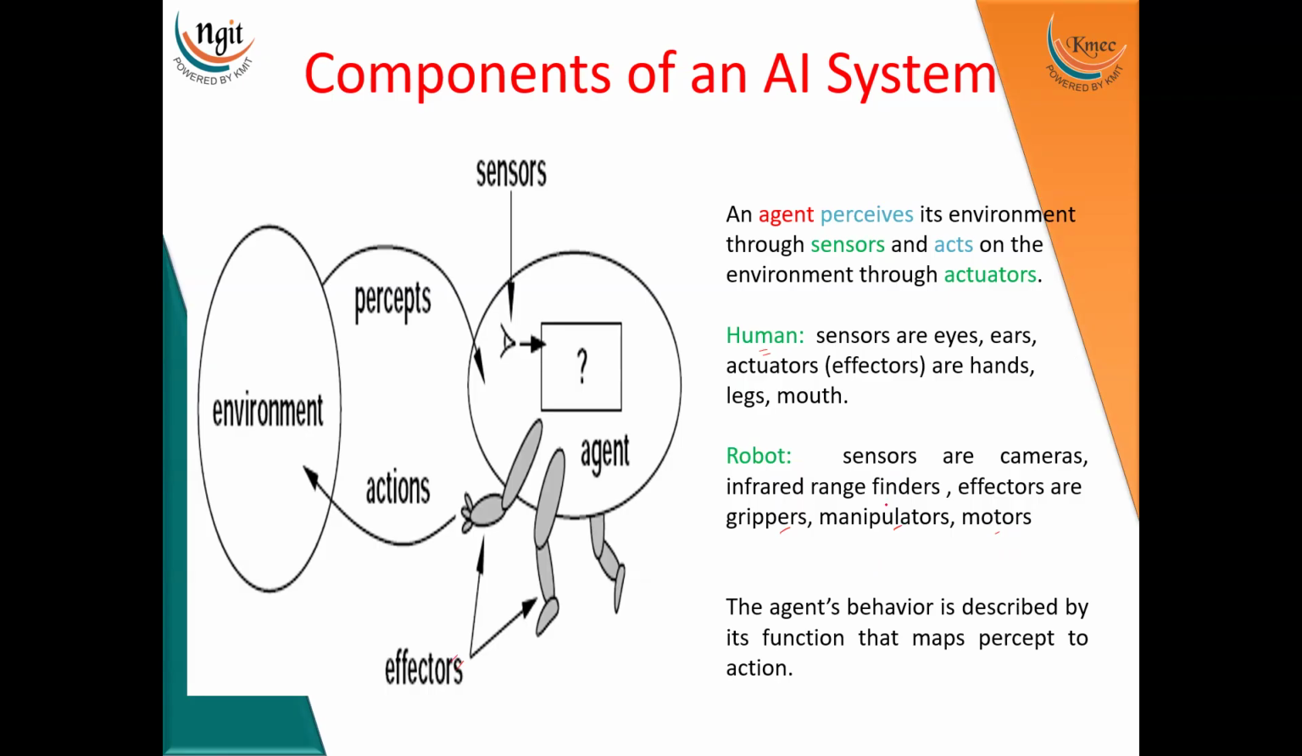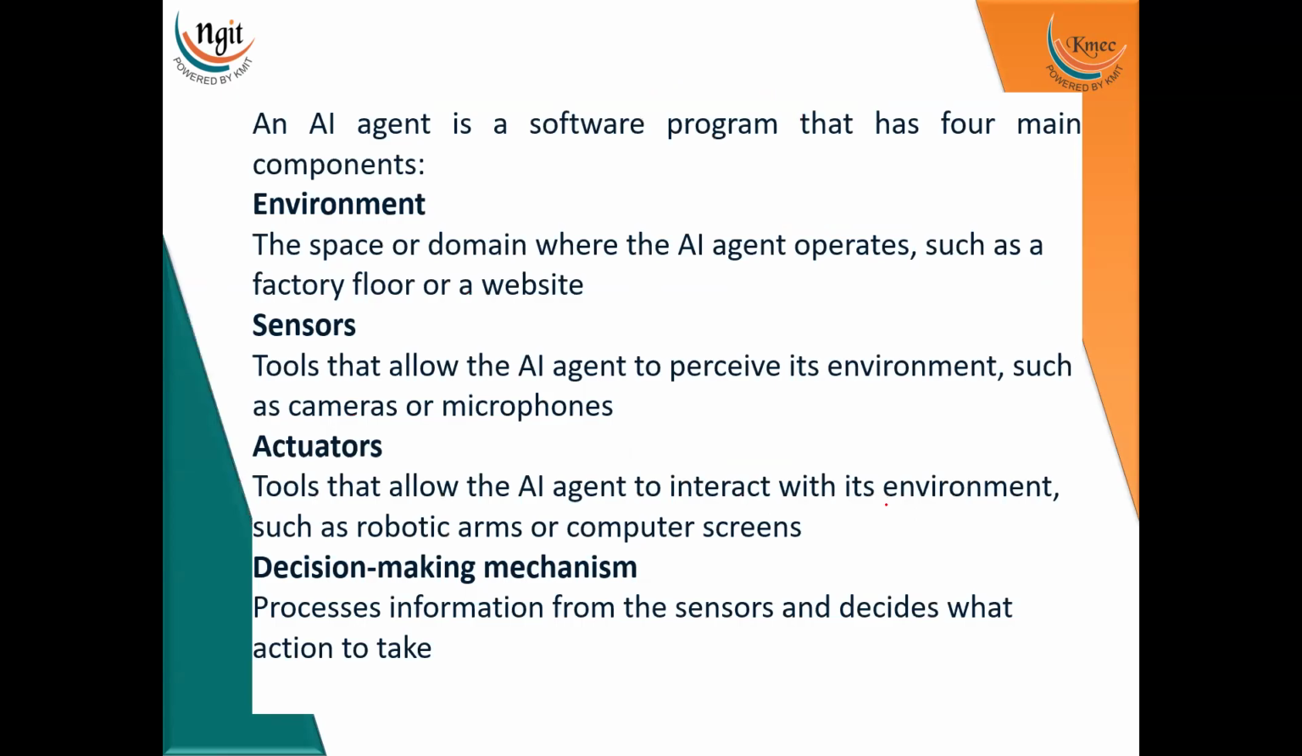That perception to an action, it is going to describe its function. And we know that an agent is a software program that has four main components. One is the environment, where the AI agent operates, such as a factory floor or any website. Sensors are the tools that allow the AI agent to perceive its environment, such as cameras or microphones, as we already discussed. Actuators are the tools that allow the AI agent to interact with its environment, such as robotic arms when it is a robotic AI, and if it is a software agent, computer screens.